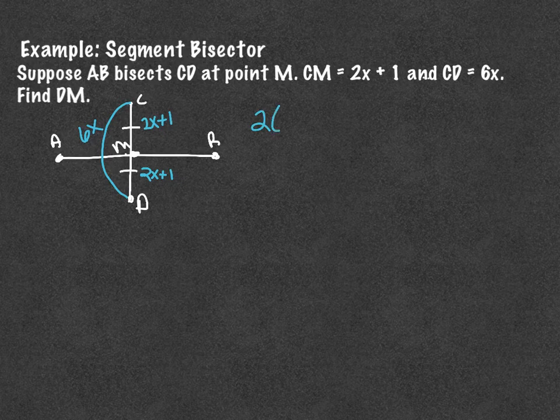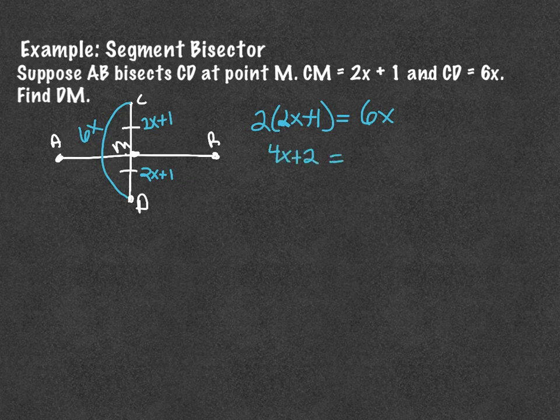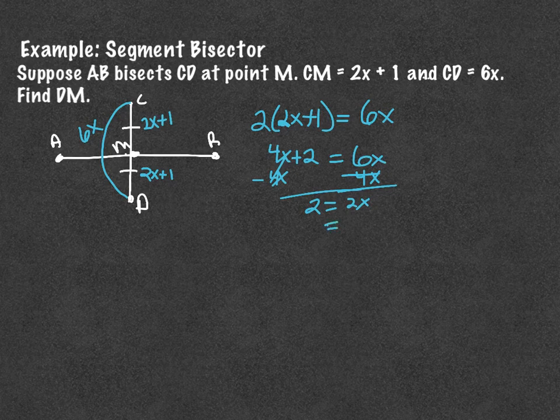So 2 of 2x plus 1 has to be equal to the entire segment of 6x. So that would be 4x plus 2 has to equal 6x. Subtract the 4x. And we get 2 is equal to 2x. So x equals 1. But that's not what the question is asking.